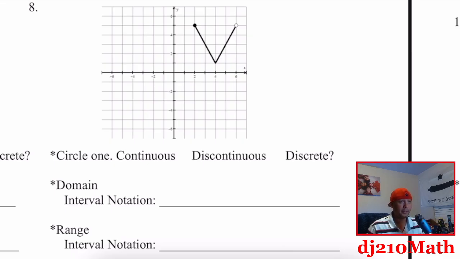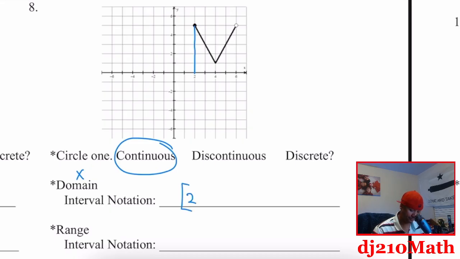All right, here we have what looks like a V. It's just one piece, right? It goes down and then it turns and goes up. There's no gaps in the middle. It's all one continuous piece. In interval notation, the domain, talking about the x's, the most left, 2, bracket, most right, 6, parentheses.